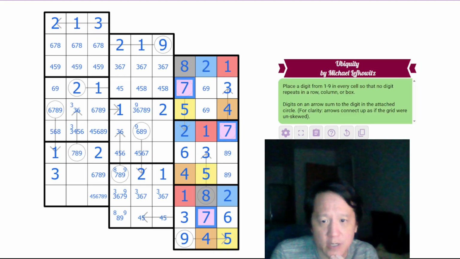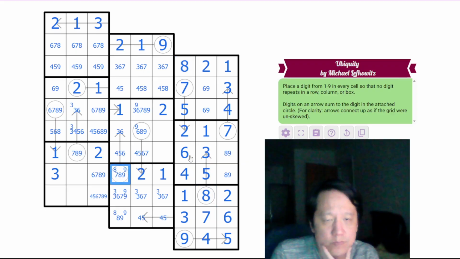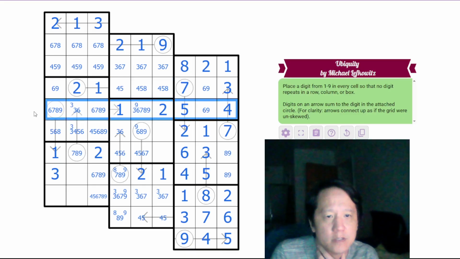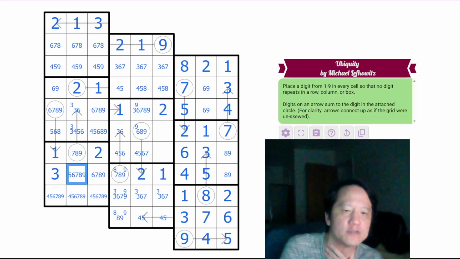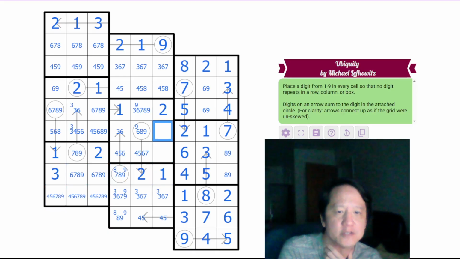Okay, we don't need the colorings here, so we'll just remove those. So 8's here. Where is 8 in? Well, we don't know. 4 and 5 have to be here. We already knew that. Remaining digits in this box are 4 through 9. Obviously, 4 and 5 cannot be here. This can't be 4 and 5 because we have to have 4 and 5 here.